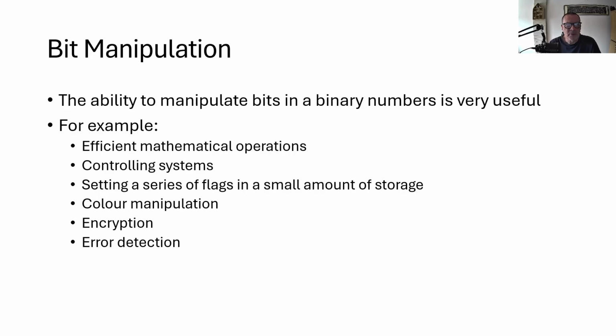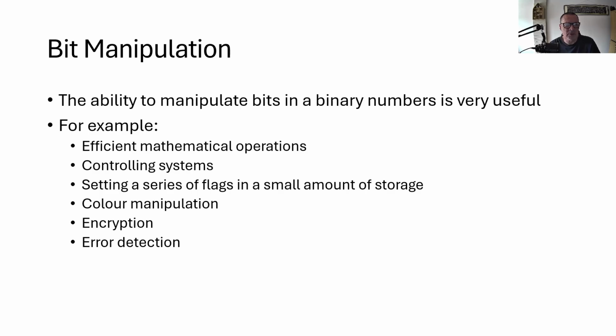We may want to manipulate bits in a binary number. There's a lot of uses for this. We can do mathematical operations efficiently with them. We can control systems. We can have a set of flags in a very small amount of storage and be able to set and clear those flags. We can manipulate colors because obviously colors, like everything else on a computer, are just represented by binary numbers. So we can change colors easily by changing the bits in the color information. It's used for encryption and also error detection.